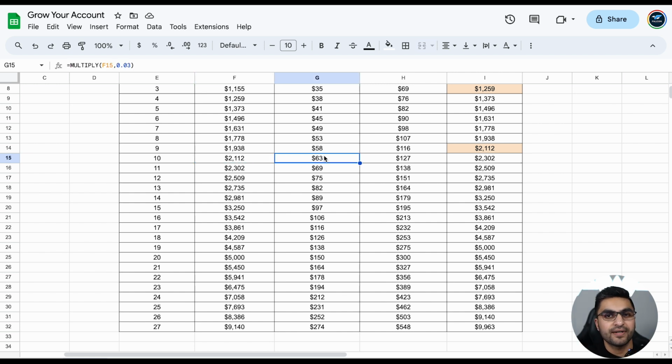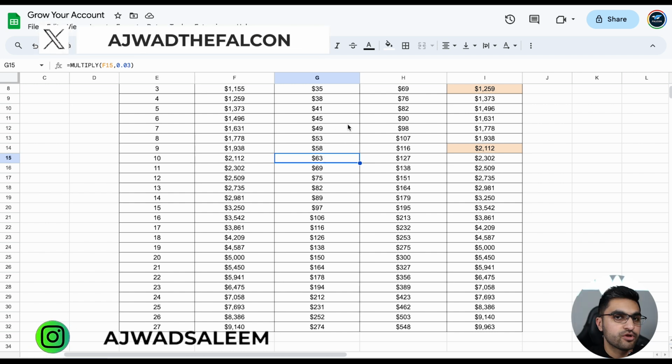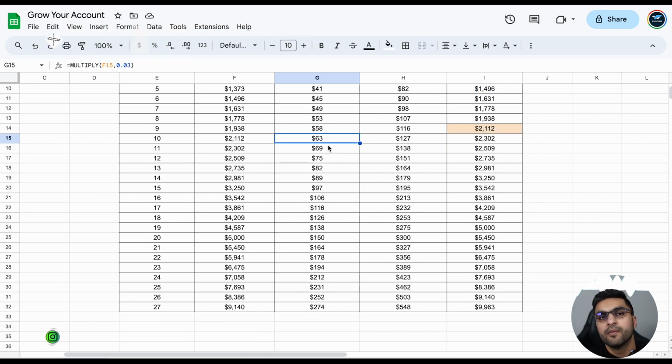Now, personally, I have tested this risk management sheet over the years and I was able to grow my $2,000 account, because I started with $2,000, all the way up to $17,000 before I went down from 17K to like 13K, and I ended up making a withdrawal of $13,000. That's the power of compounding.